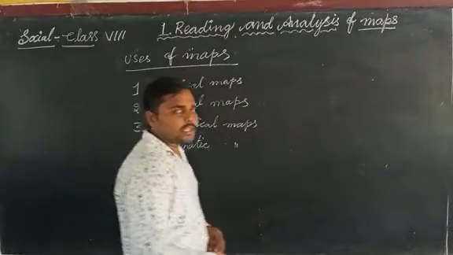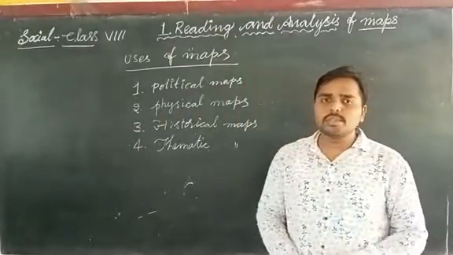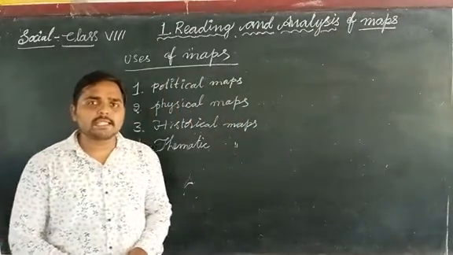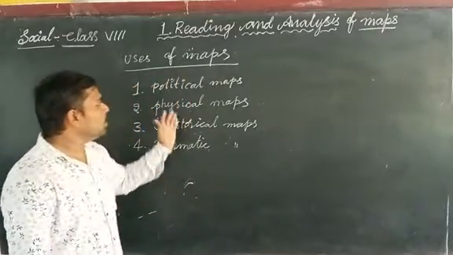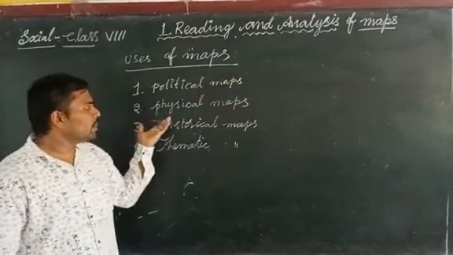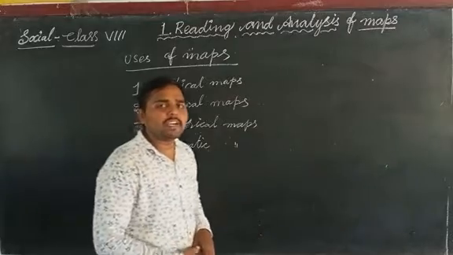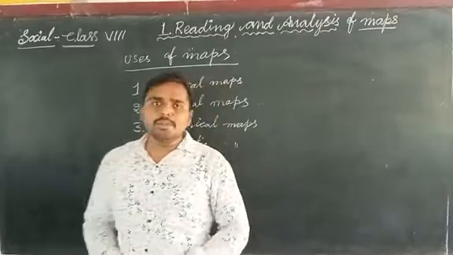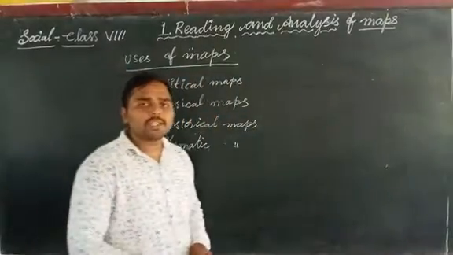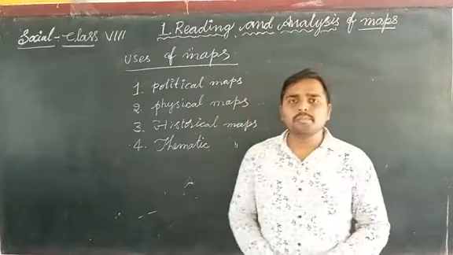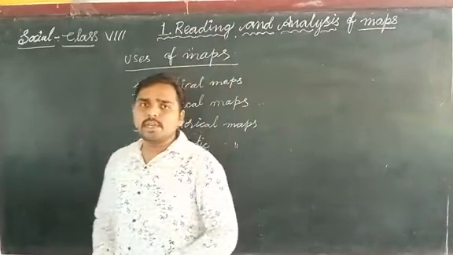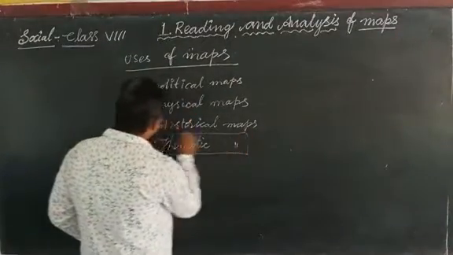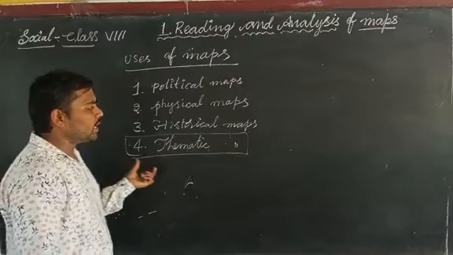Now coming to these types of maps. Political maps show the mandals, districts, capitals, cities, states, countries, continents. Physical maps show different types of landforms like plains, mountains, hills, plateaus. Historical maps show the kingdoms of emperors, and thematic maps. These are the most important maps which we are using nowadays.